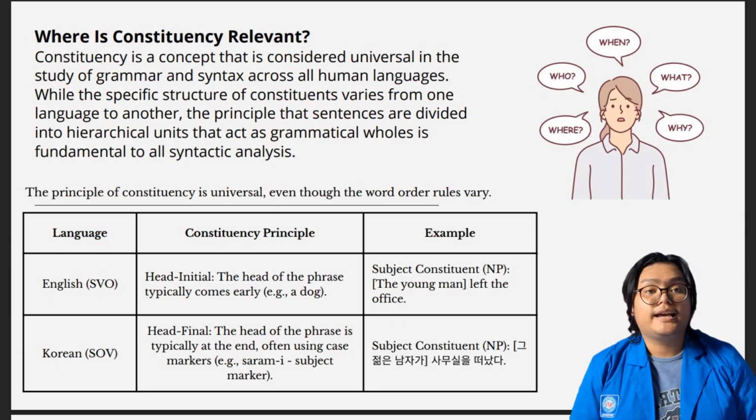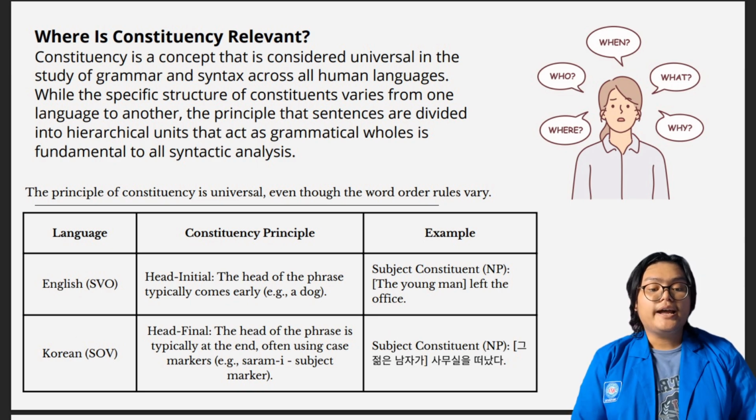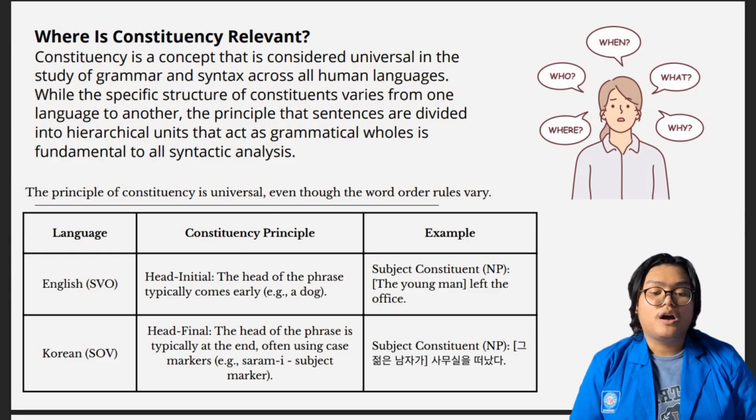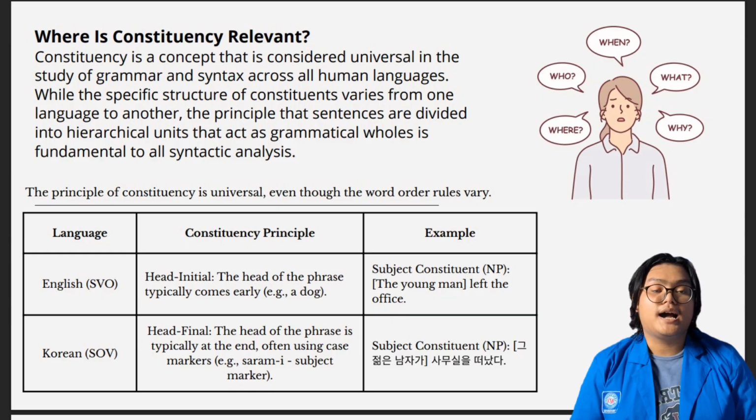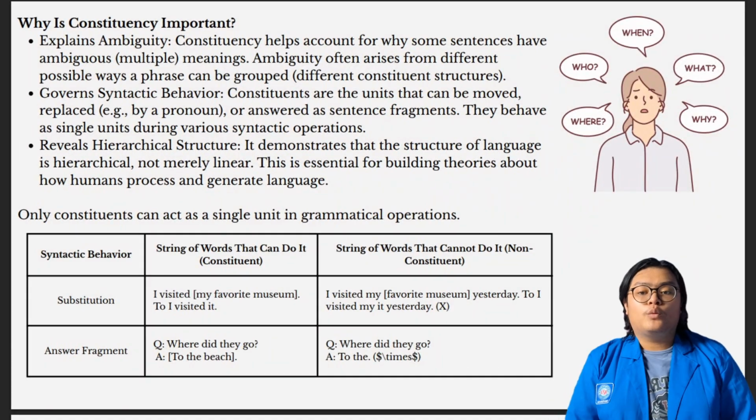In Korean, the sentence structure is SOV, subject, object, verb. Head final: the head of the phrase is typically at the end, often using case markers. For example, in the subject constituent, the particle is the subject marker. In the example, kejolmen namjaga, ga is the particle for the subject, and namja is a man. We move to the why.